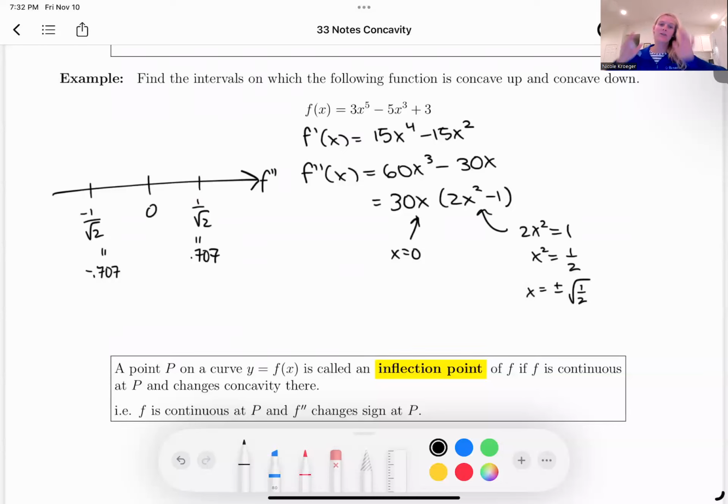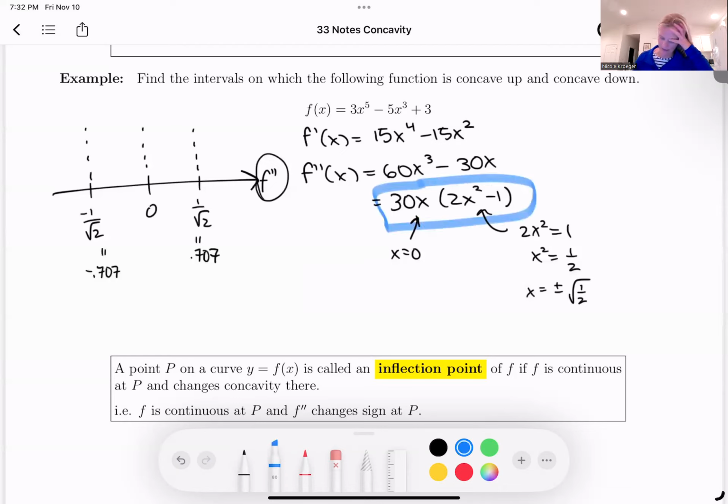Okay, now we're going to plug numbers in each interval into the second derivative. We're plugging things into the second derivative because everything about this number line should come from the second derivative. So let's plug numbers into this slightly factored form. A number smaller than negative 0.707 would be like -1. 30 times -1 is negative. -1 squared times 2 minus 1 is positive. So we'll get a negative number here.